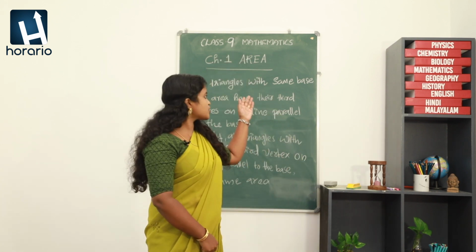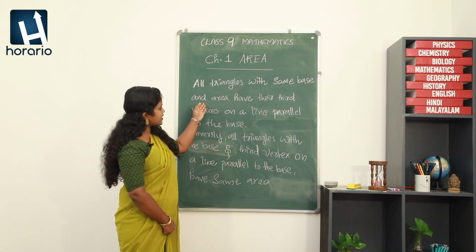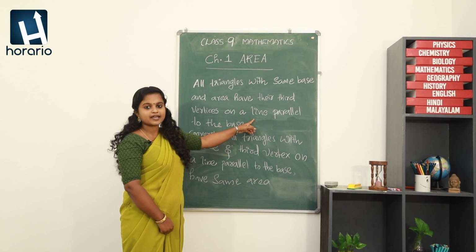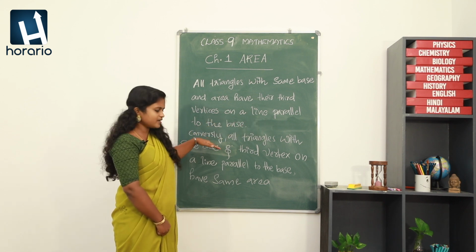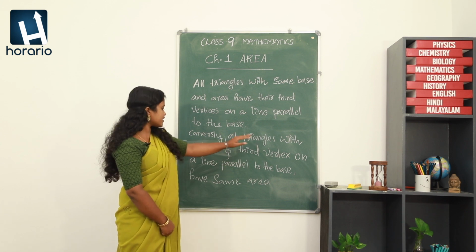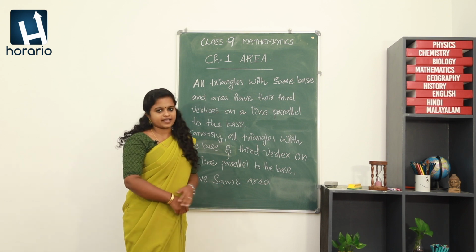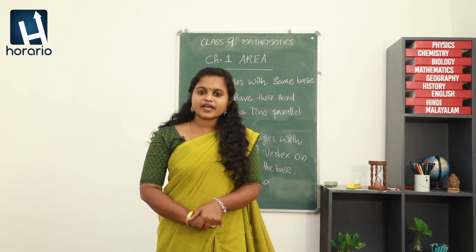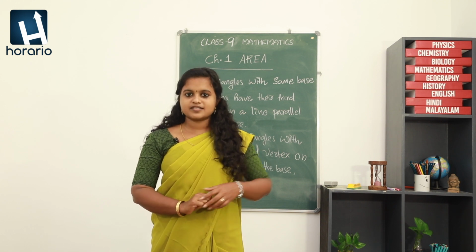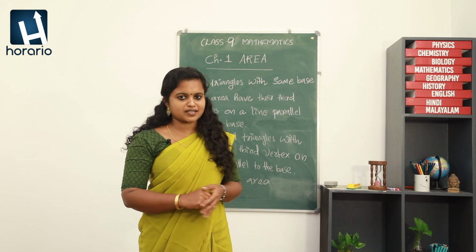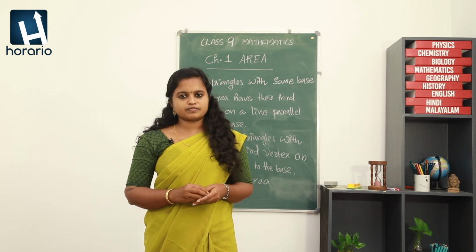So that has been stated on the board. You can go through that also. All triangles with the same base and area have their third vertex on a line parallel to the base. Now the same thing can be stated conversely: all triangles with the same base and third vertex on a line parallel to the base have the same area. So today we are going to discuss some problems based on these concepts. Just keep in mind, don't forget these two concepts. Very simple concepts only, and we will be discussing a problem based on this.